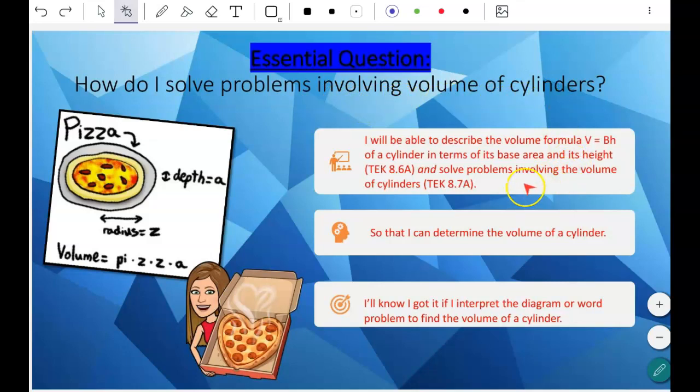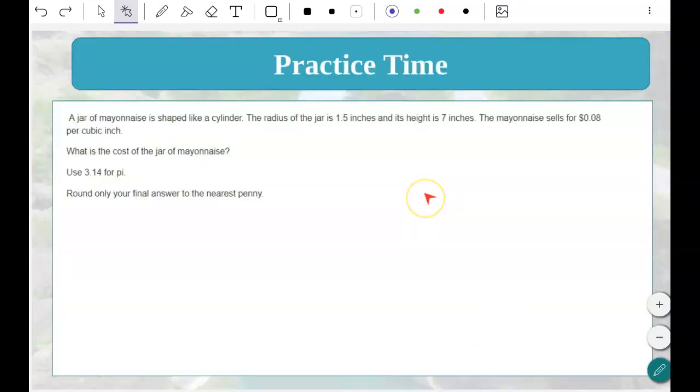I will be able to describe the volume formula V equals BH of a cylinder in terms of its base area and its height and solve problems involving the volume of cylinders so that I can determine the volume of a cylinder. I'll know I got it if I can interpret the diagram or word problem to find the volume of a cylinder. So we're just going to jump right into some practice problems since we've already gone through how to use that formula.